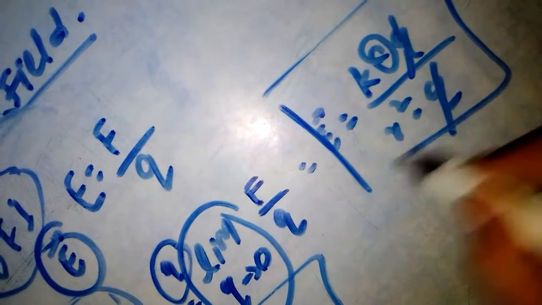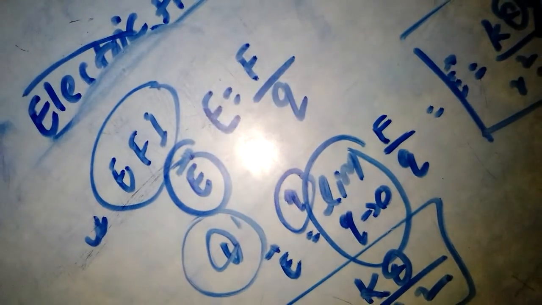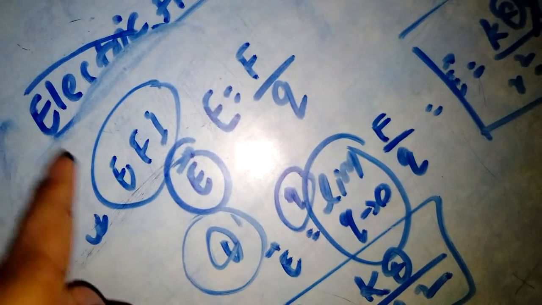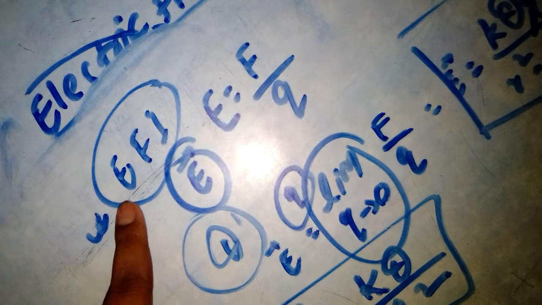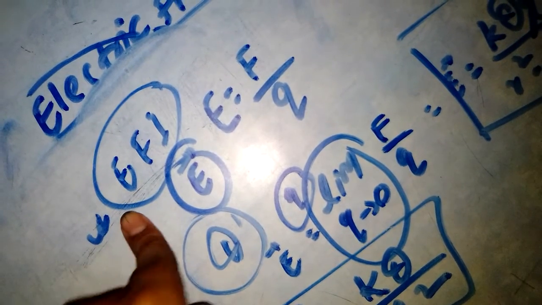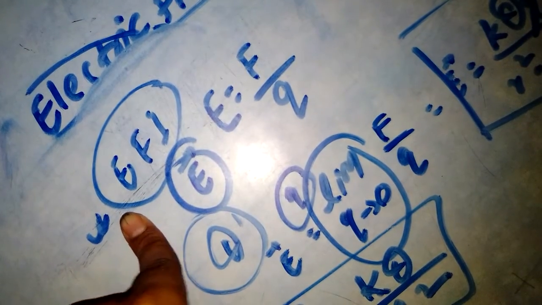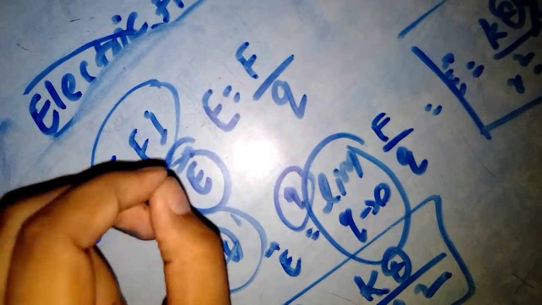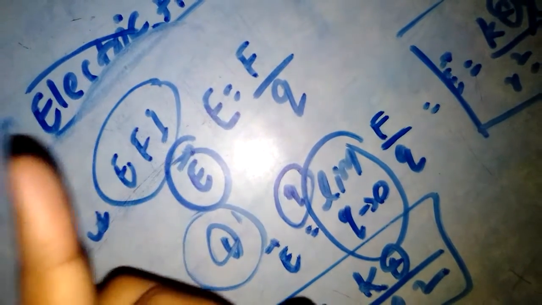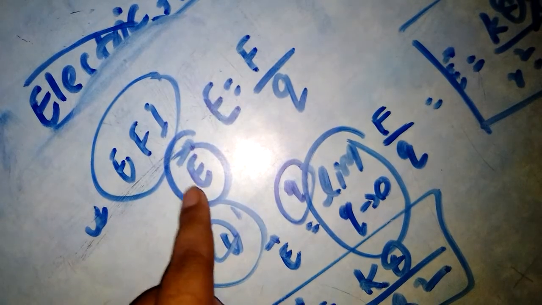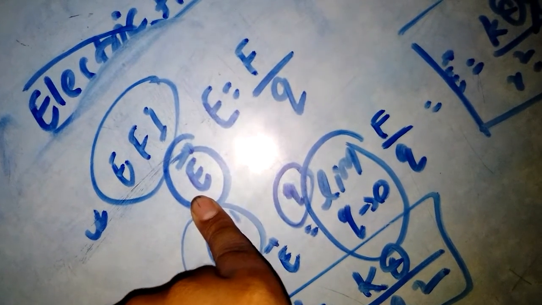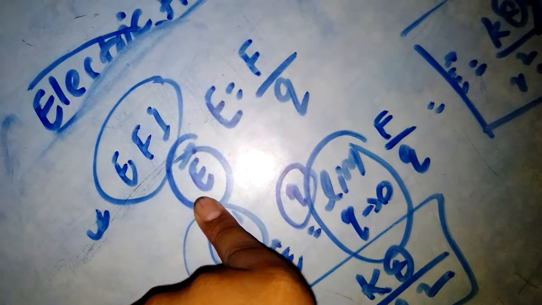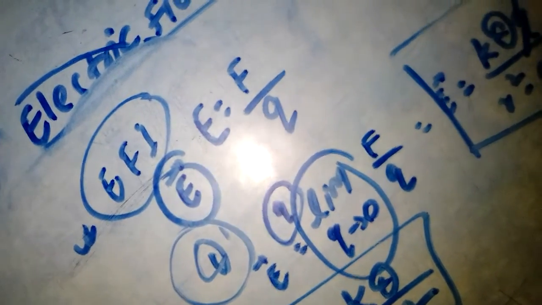Keep this formula in mind, and keep some definitions in mind, like what is electric field and what is electric field intensity. Once again I define it: electric field intensity is the force experienced by per unit test charge in an electric field. It is a vector physical quantity. These things should be kept in mind. Now see, we have to determine the direction.